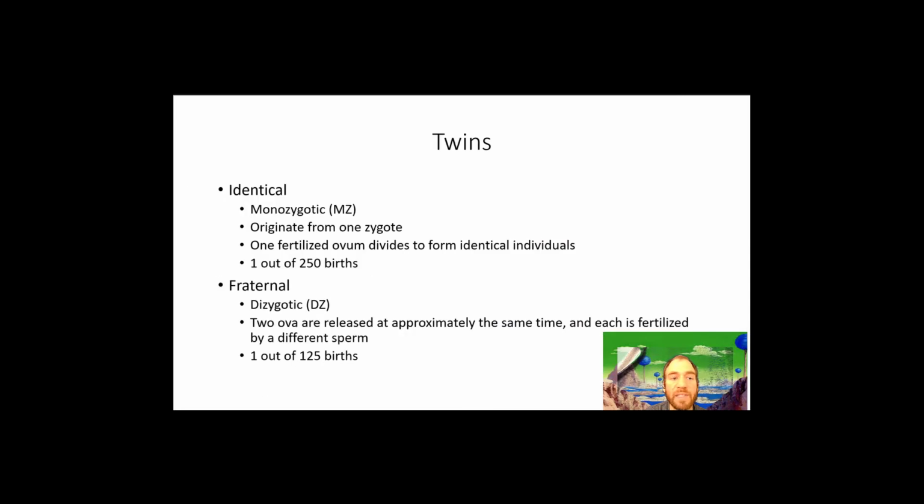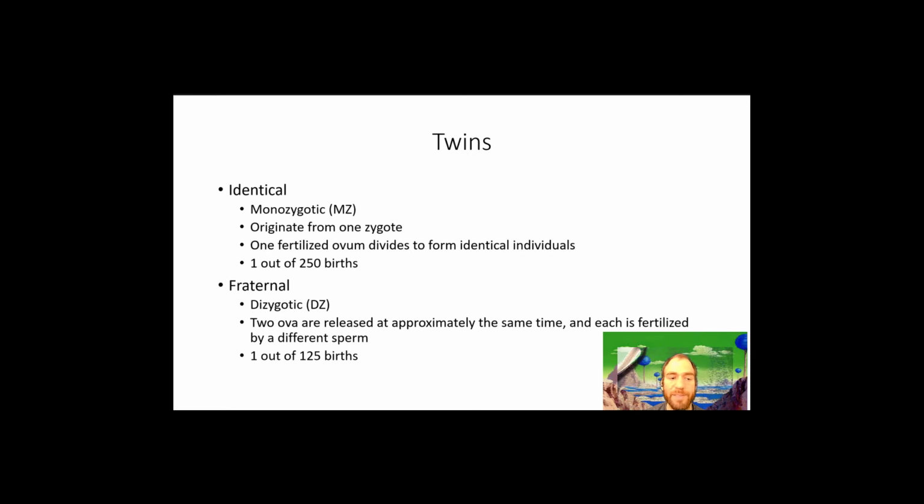Now let's look at twins. We have identical twins and fraternal twins. Identical twins, an easy way to go about this is just saying MZ. They originate from one zygote. One fertilized ovum divides to form two identical individuals. One out of 250 births are identical twins.